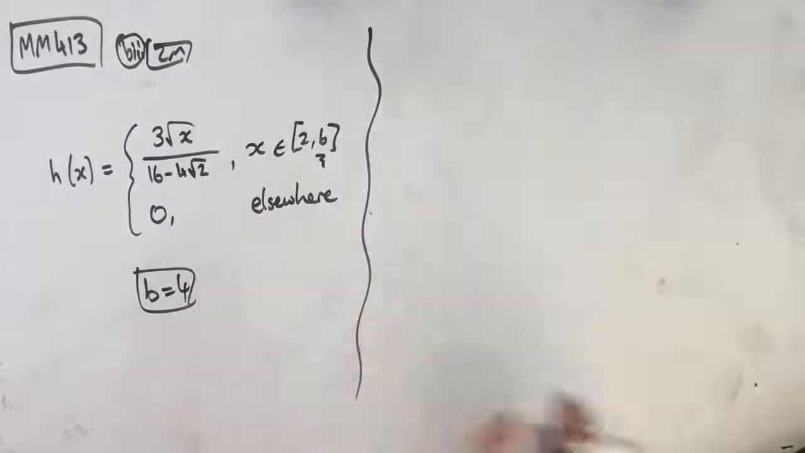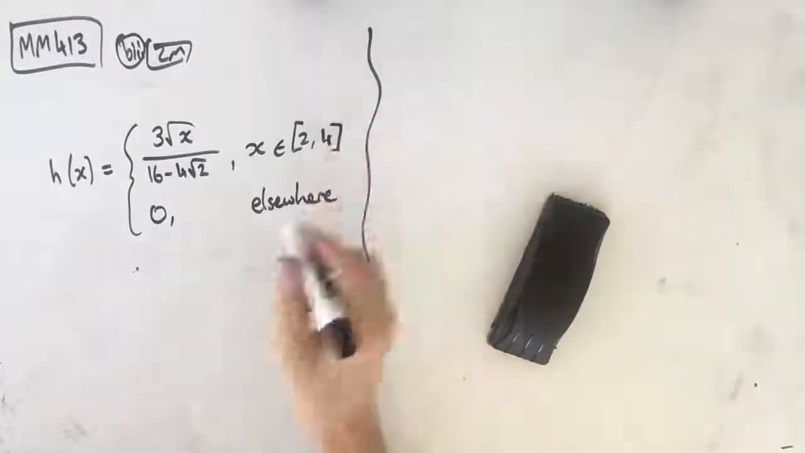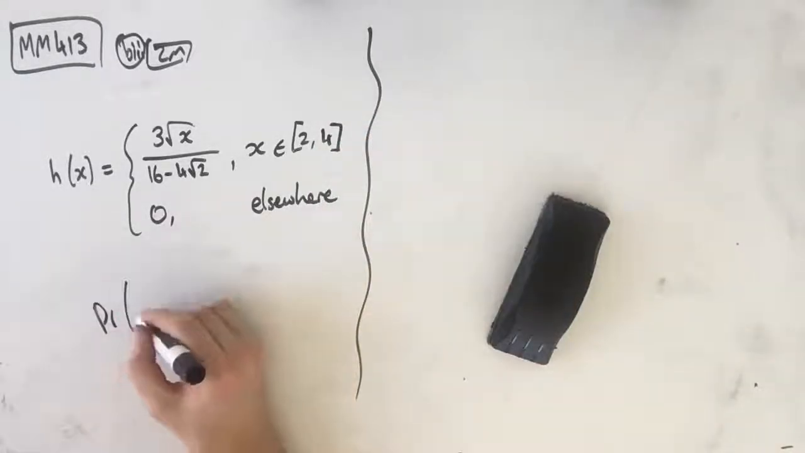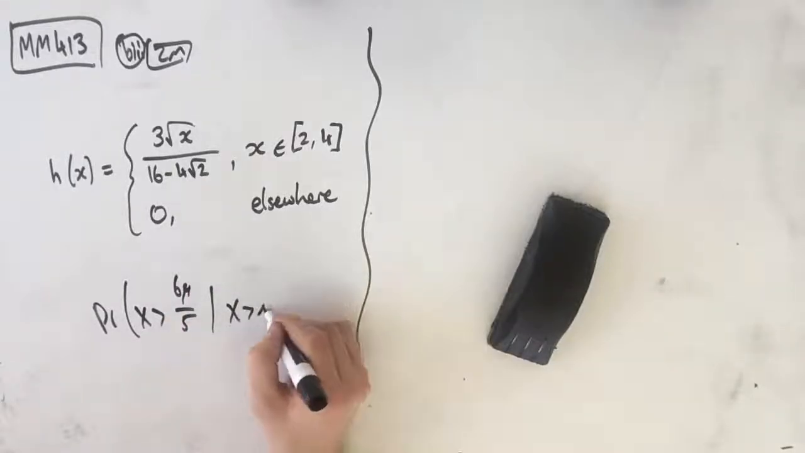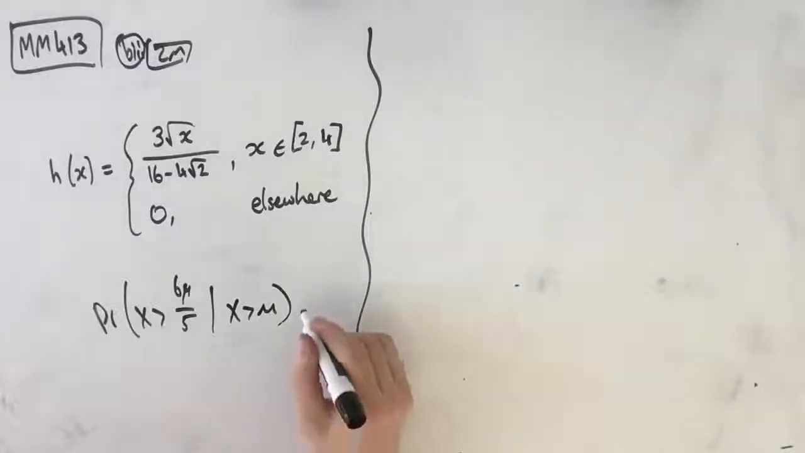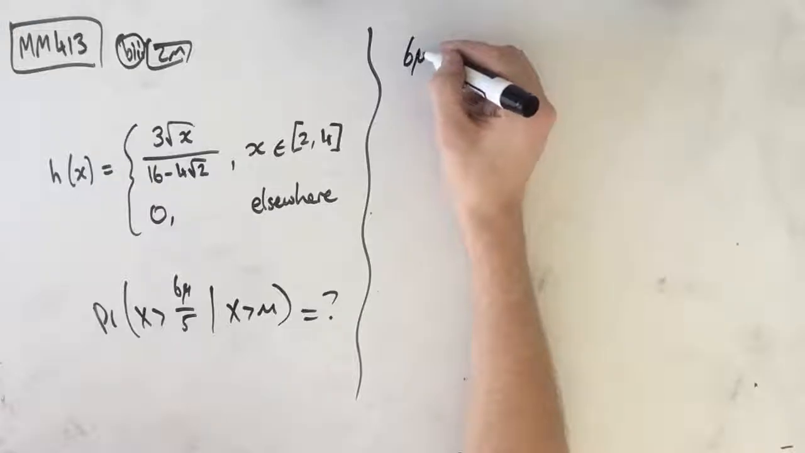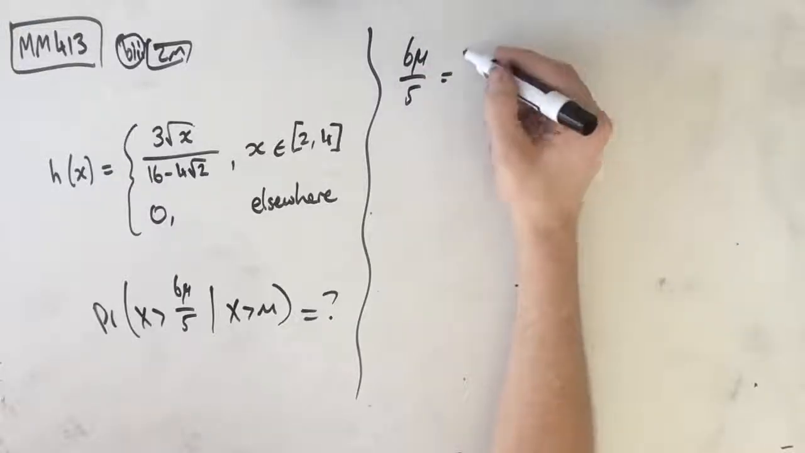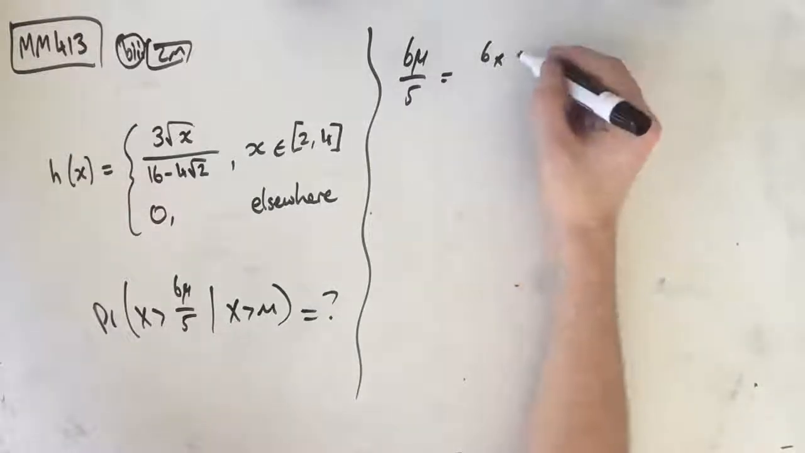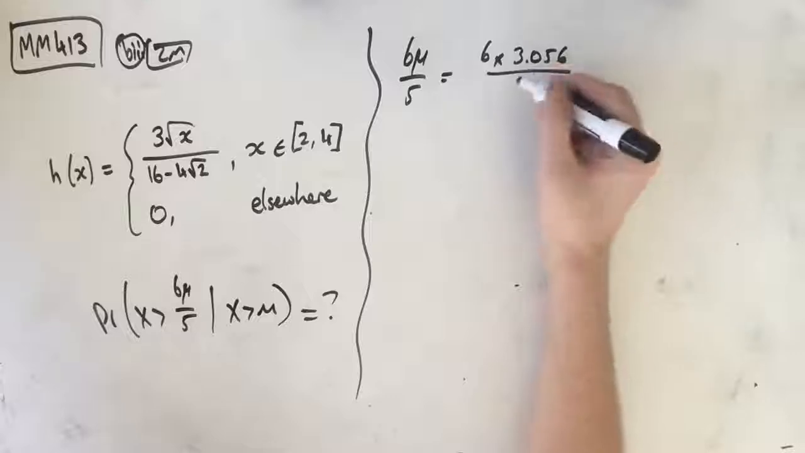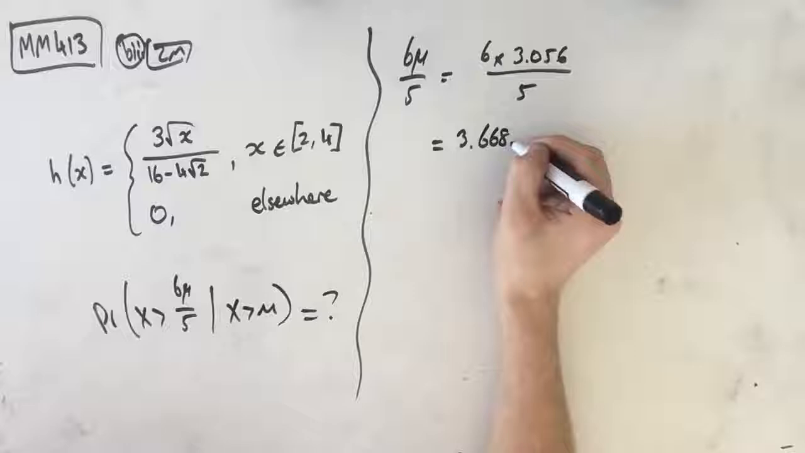It asks us to find the probability that x is greater than 6 mu over 5, given that x is greater than M. Awesome. So first things first is to figure out what 6 mu on 5 is, okay? Because we're not going to be able to figure anything else out unless we do that. So mu we found was 3.056, which means that 6 mu on 5 is equal to 3.668.